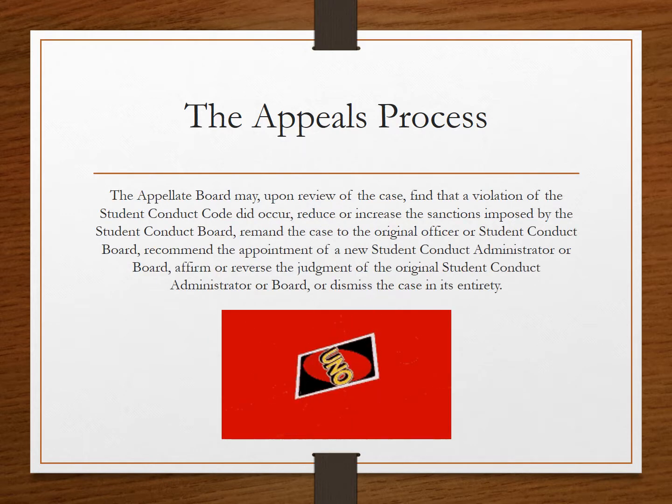The appellate board may, upon review of the case, find that a violation of the Student Conduct Code did occur, reduce or increase the sanctions imposed by the Student Conduct Board, remand the case to the original officer or Student Conduct Board, recommend the appointment of a new Student Conduct Administrator or Board, affirm or reverse the judgment of the original Student Conduct Administrator or Board, or dismiss the case in its entirety.